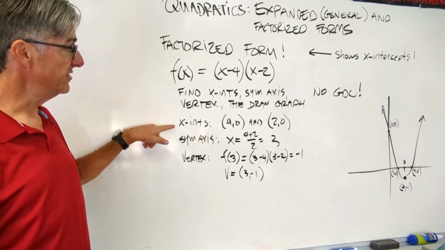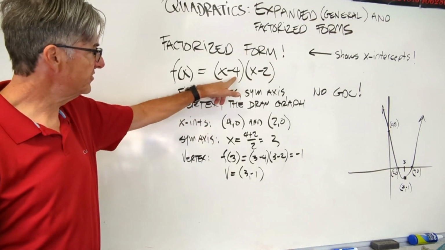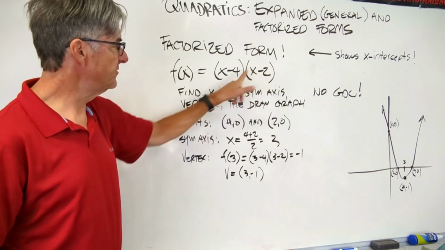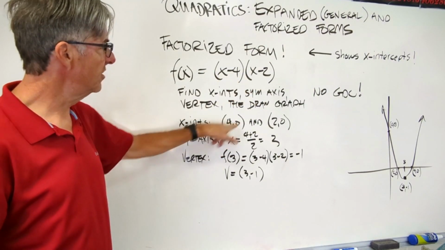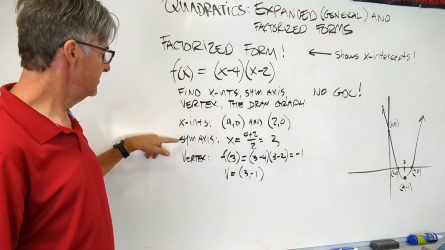So for my x-intercepts, I just pulled my numbers out of the form and changed the sign. So minus 2 becomes 4, 0. I'm sorry, minus 4 becomes 4, 0. Minus 2 becomes 2, 0. Done. Second thing, symmetry axis.